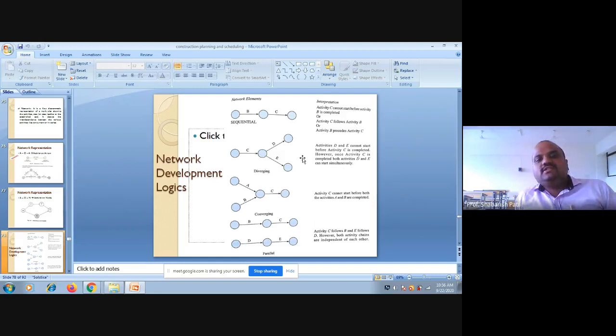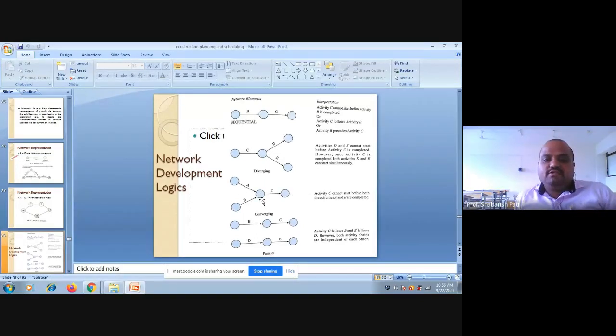So this is an interpretation, or else I can also say D and E are immediate successors for activity C, or in other terms, activity C is an immediate predecessor to both the activities D and E. It's the same thing. Try to understand these logics. If you can understand this, then only you can draw the network diagram.